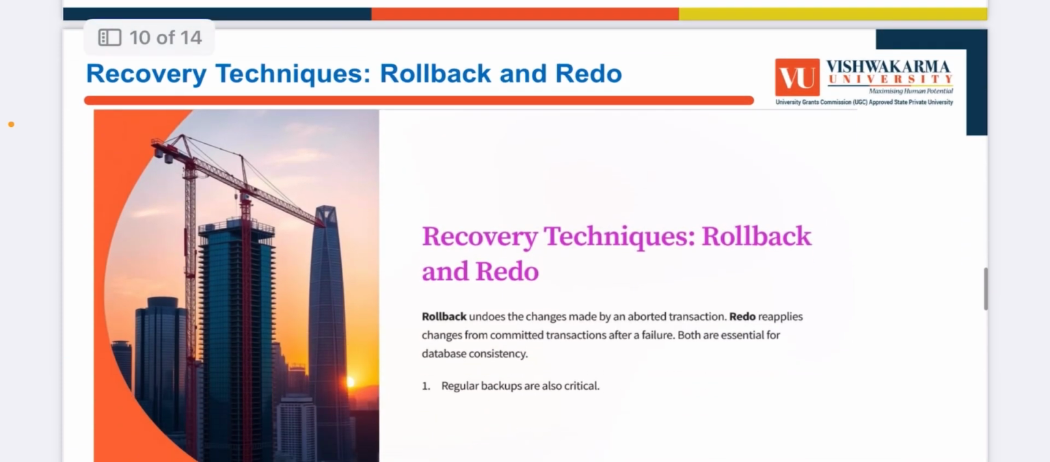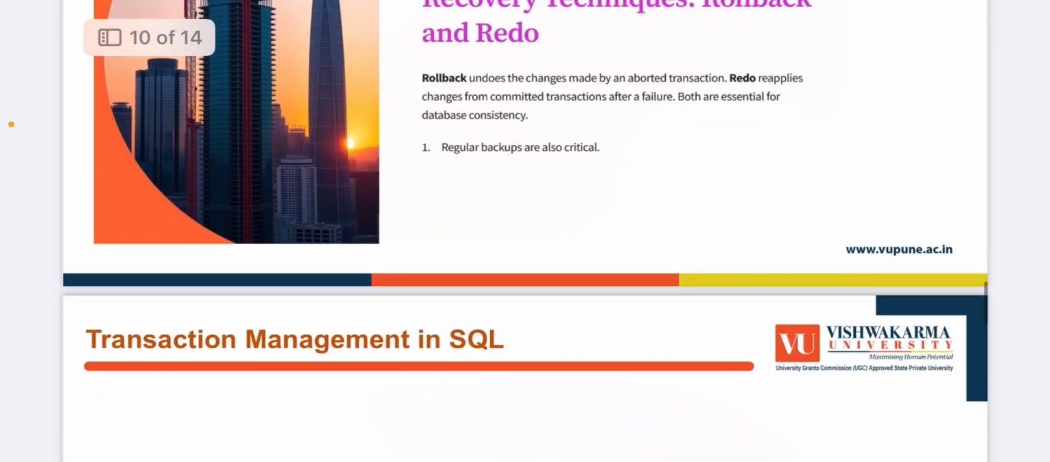Let's move to recovery techniques: rollback and redo. Rollback undoes the changes made by an aborted transaction. Redo reapplies changes from committed transactions after a failure. Both are essential for database consistency. Regular backups are also critical.